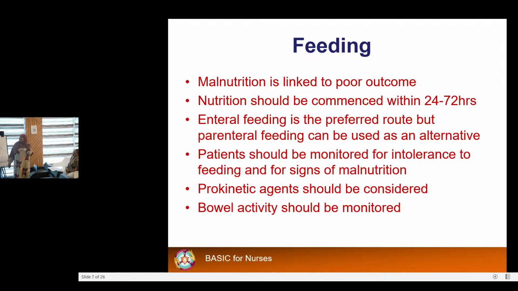Another issue is that you also have to check for bowel activity. Is your patient getting bowel movement, is the patient passing stool? If not, you have to give something. Do you use lactulose? If the patient is having diarrhea, you have to rule out what is the cause of the diarrhea. Not only food intolerance, but also maybe it could be infection. You have to check it out.